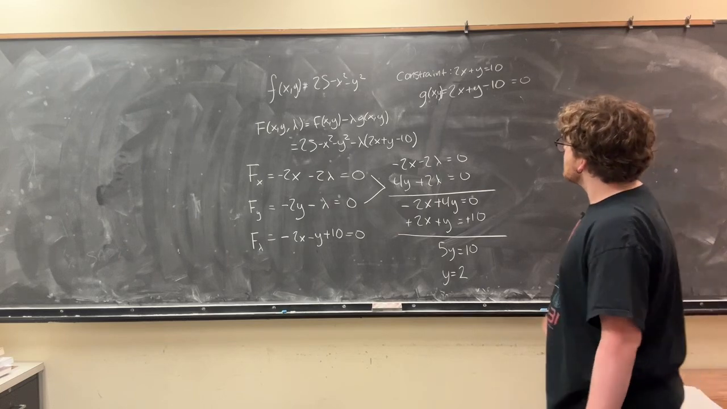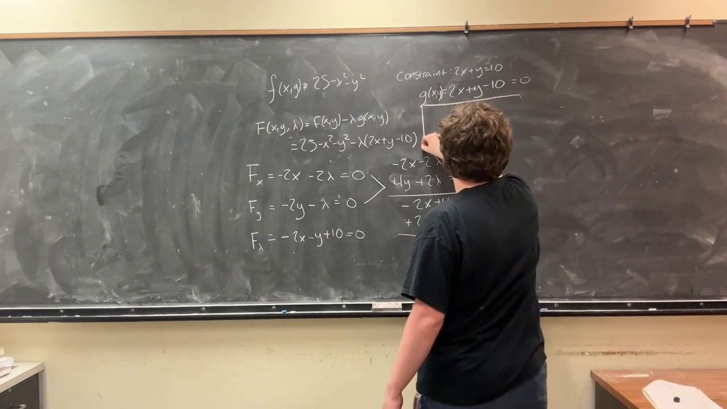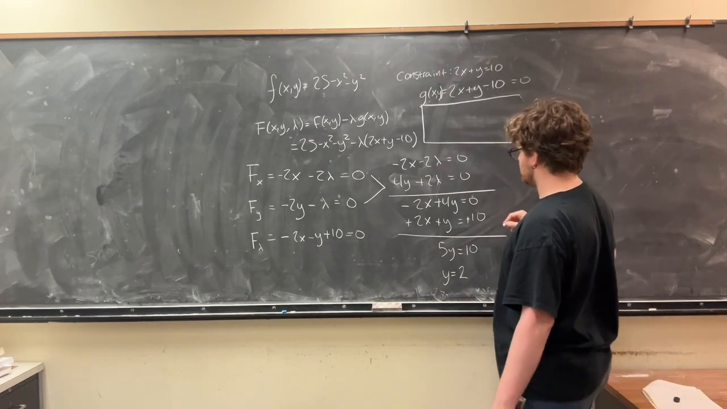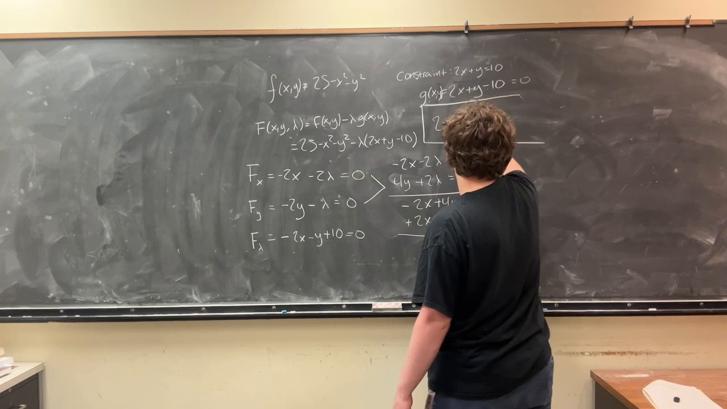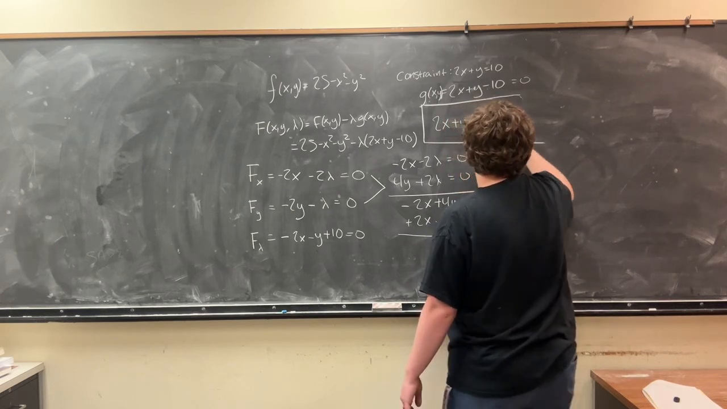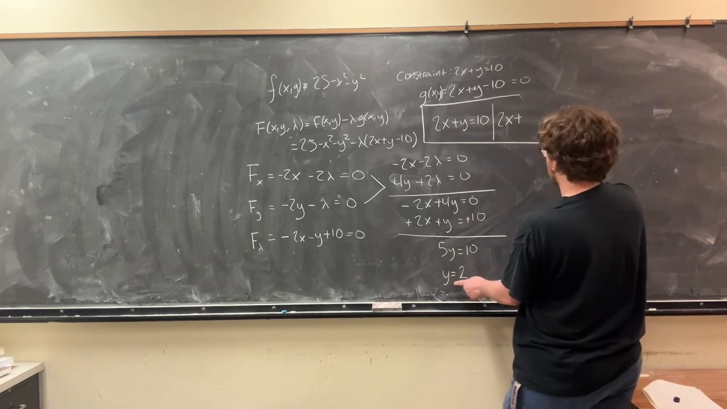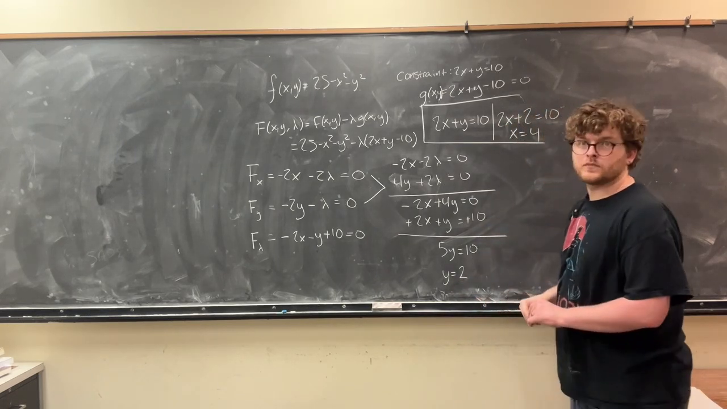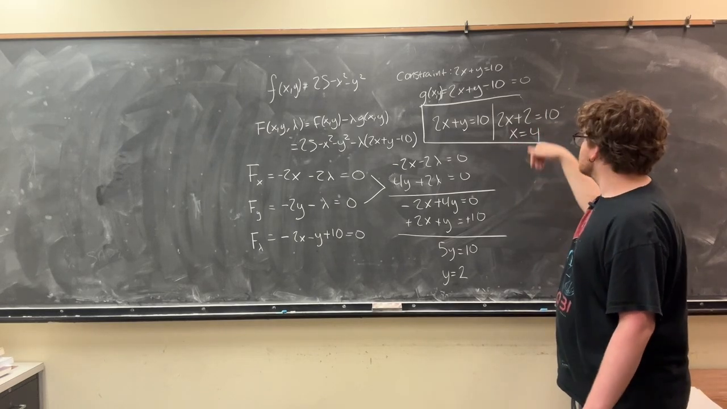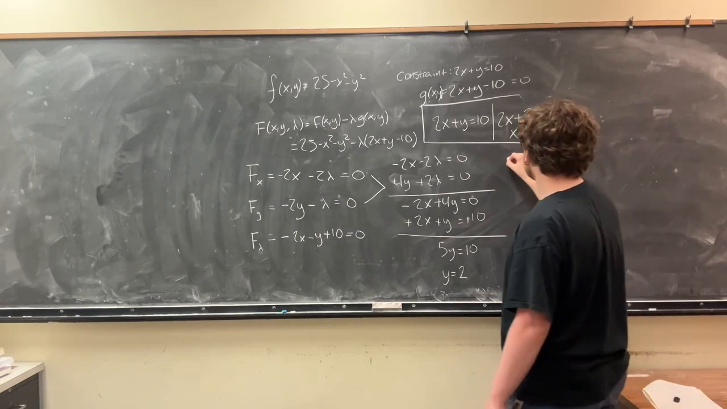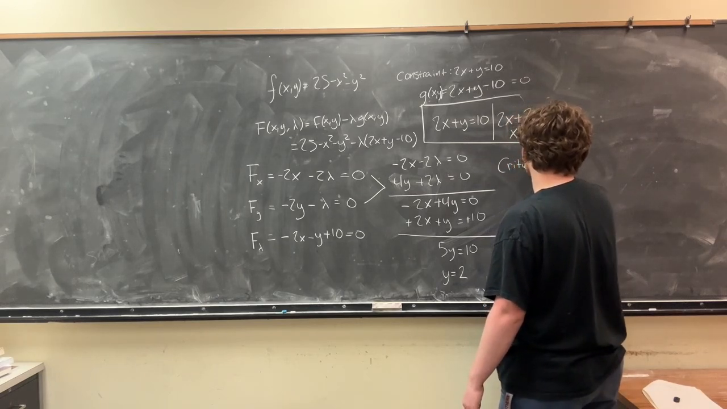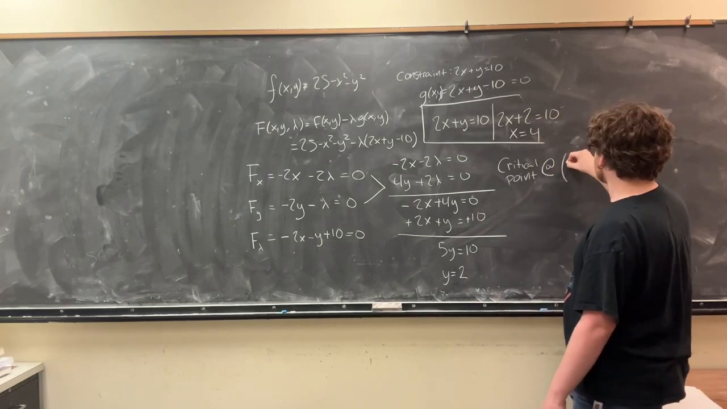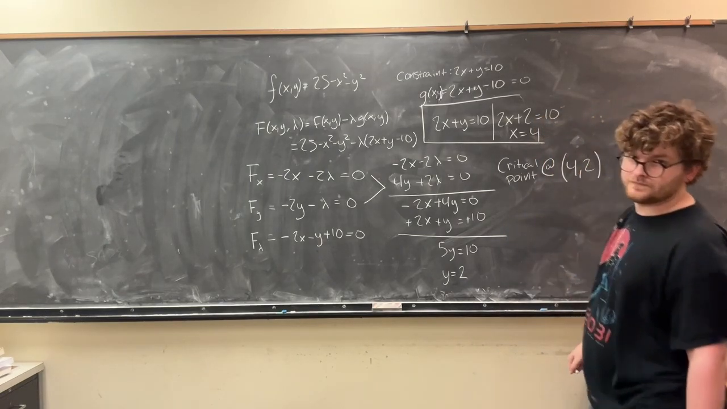Cool. Now that I have y equals 2, let me utilize this space. I can plug that into my constraint and solve directly for x. So I know that 2x plus y equals 10. That means 2x plus 2 equals 10, or x equals 4, right? 10 minus 2 is 8. Divide by 2, we get 4. So our critical point is at x is 4, y is 2.